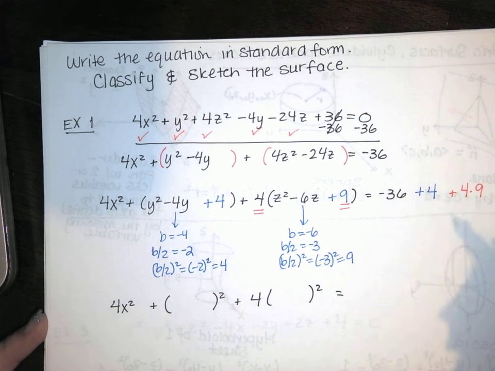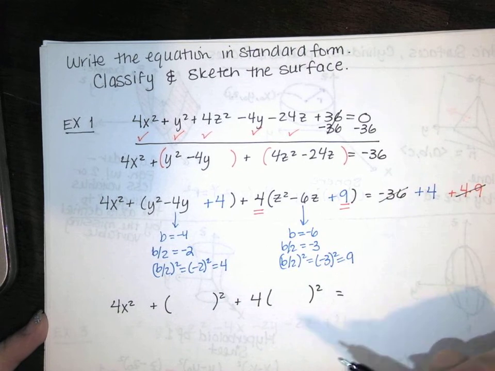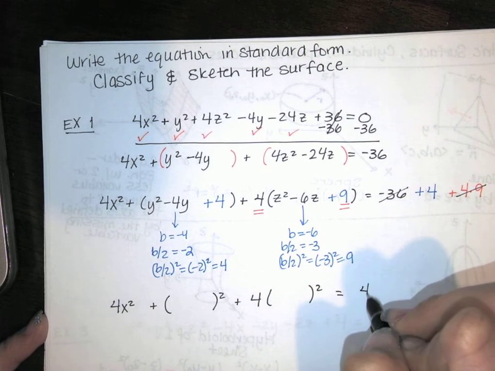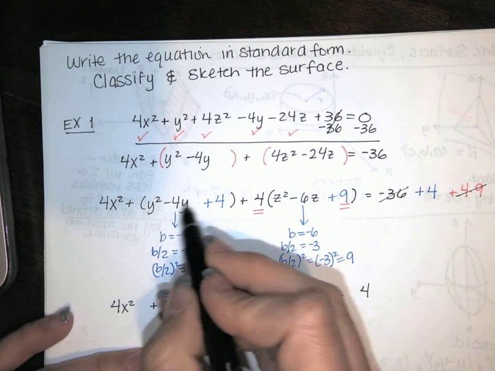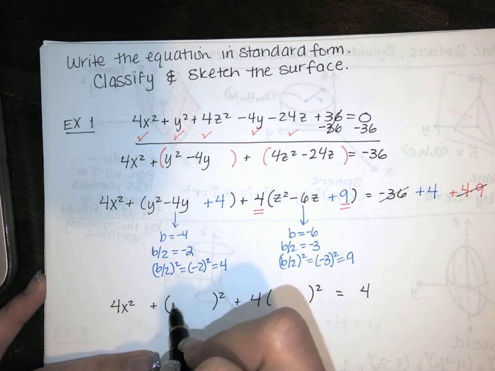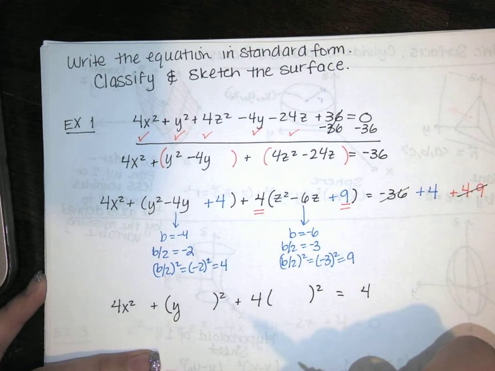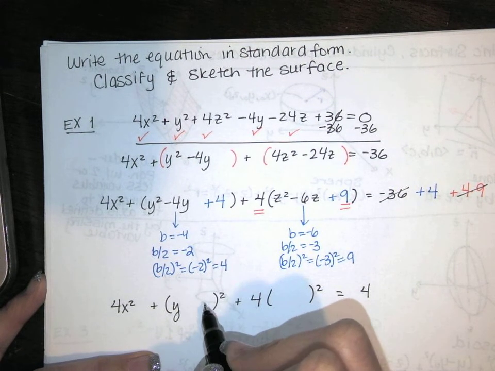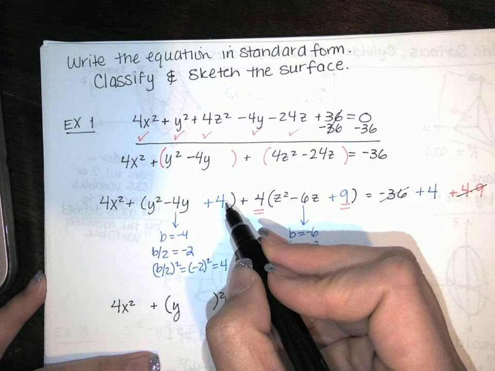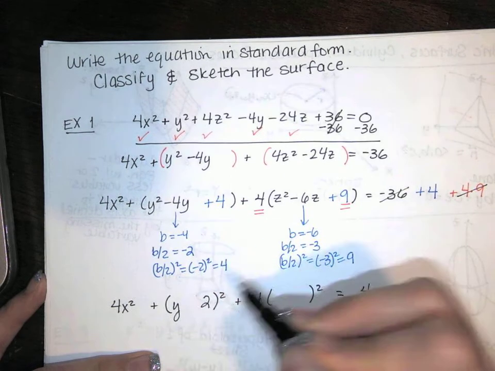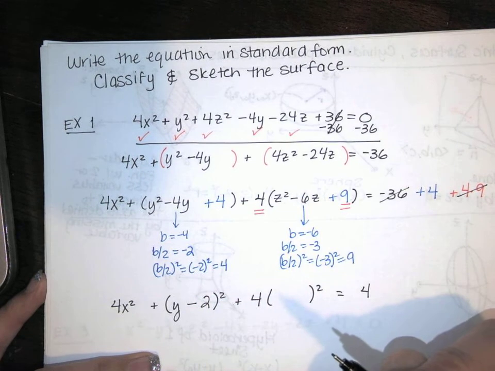Simplify the right-hand side. Negative 36 plus 36 is 0. We just have a 4 over here. And this is a perfect square. It's y plus or minus something. To figure out what that something is, I take the square root of 4. So that's 2. And since that's minus, that's going to be a minus.